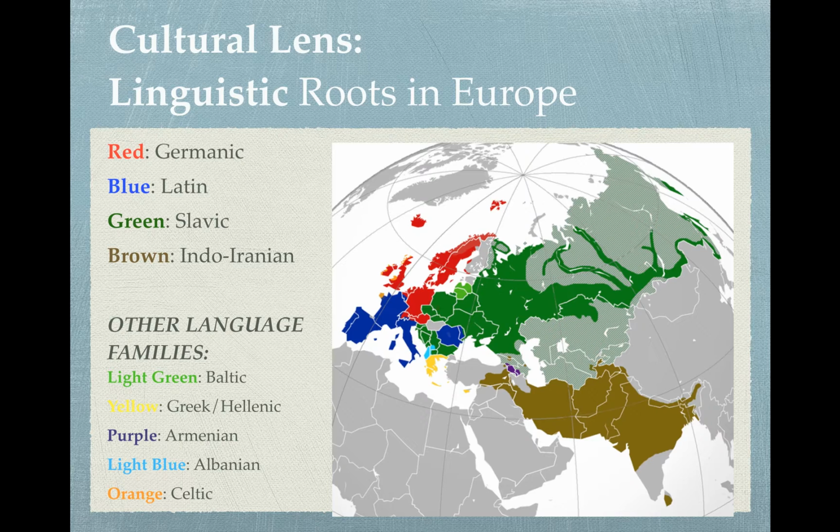So if we look at the different language families of Europe, very often these indicated different kinds of cultures. So here you've got red, blue, green, and brown as kind of the primary colors in this. Those are Germanic, Latin, Slavic, and Indo-Iranian. We're not really going to look at Indo-Iranian too much because it was not necessarily a part of European language families, although many of these languages actually derive from Indo-European or Indo-Iranian. You've also got some other smaller families like Baltic, Greek, Armenian, Albanian, and Celtic.